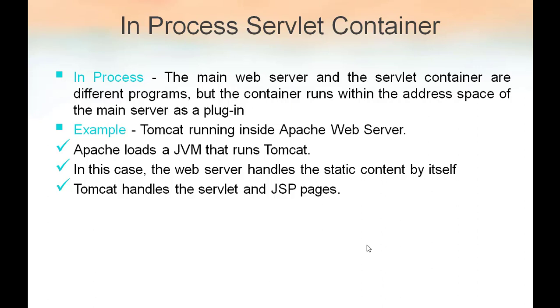Second one is in-process servlet container. Here the main web server and the servlet container are different programs, but the container runs within the address space of the main server as a plugin. Example, Tomcat running inside Apache web server is an example of in-process servlet container. Here Apache loads a JVM that runs Tomcat. In this case, the web server handles the static content by itself, and Tomcat handles the servlet and JSP pages.